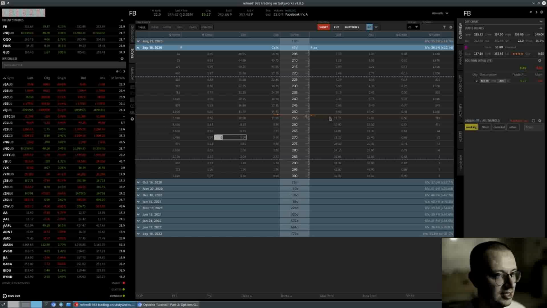So as you can see, the orange line represents the at the money. And as you can see, 250 calls have 50% delta, and 250 puts have minus 0.44 delta. It means Facebook has a 50% chance of staying above 250 by September 18 and 44% chance of staying under 250 by September 18. These numbers are just theoretical numbers.